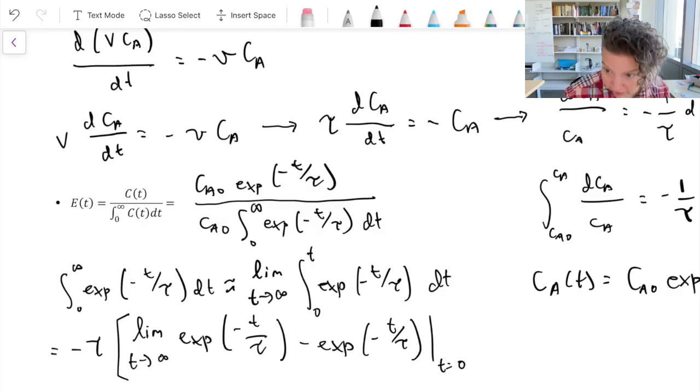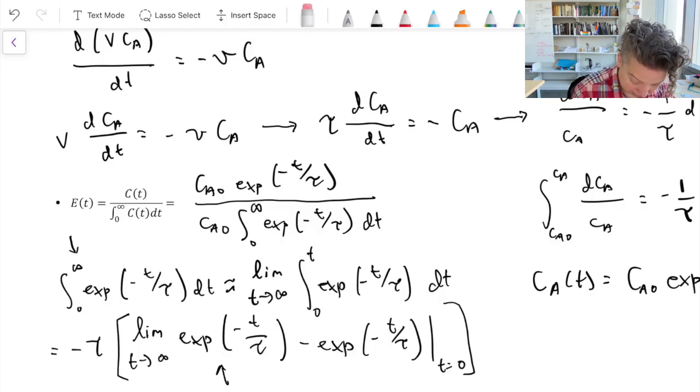So basically what I've done here is this piece is the upper limit of integration, and I'm subtracting from that the lower limit of integration, which is this piece. So I'm taking that evaluated at 0. I can't evaluate it at infinity, I can only take the limit. That's what I've done here. Here I have evaluated at 0, using that the integral of the exponential of minus t over tau is minus tau times the exponential of minus t over tau.